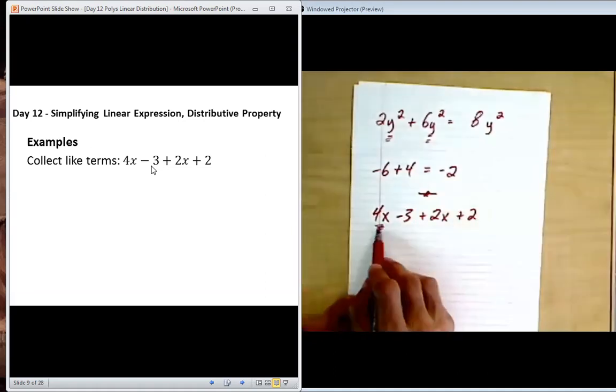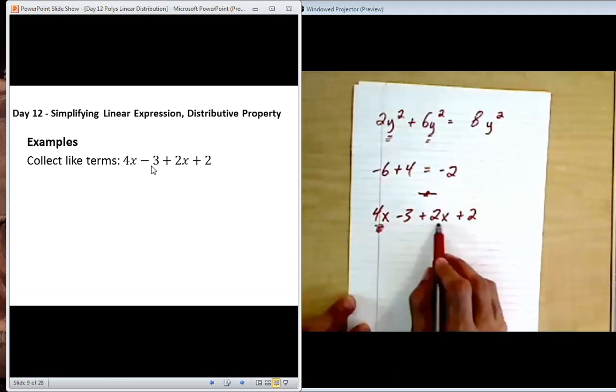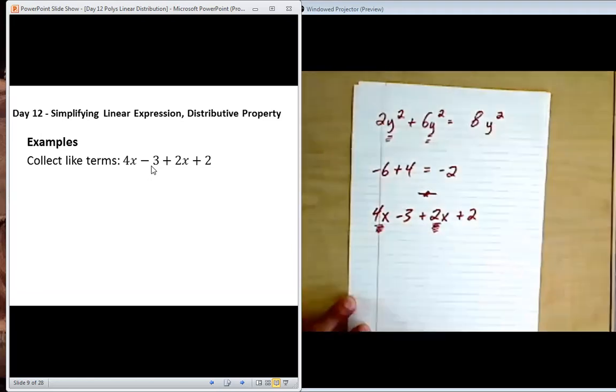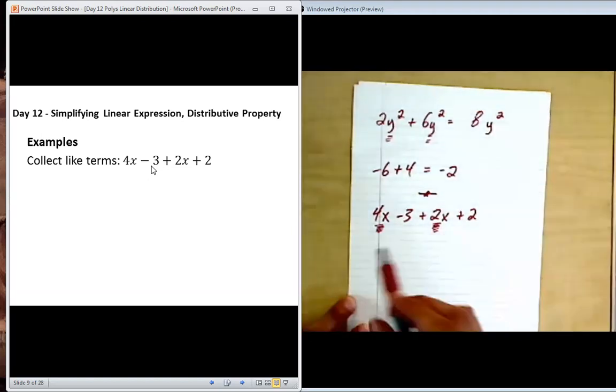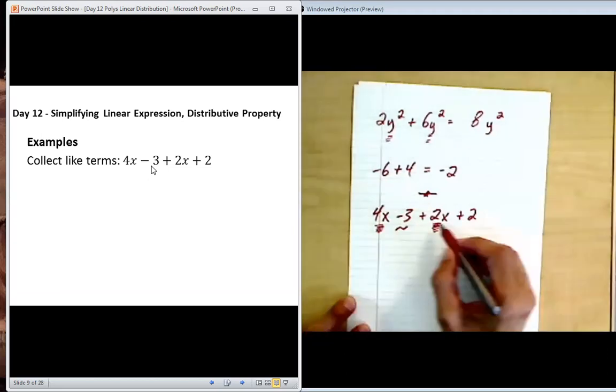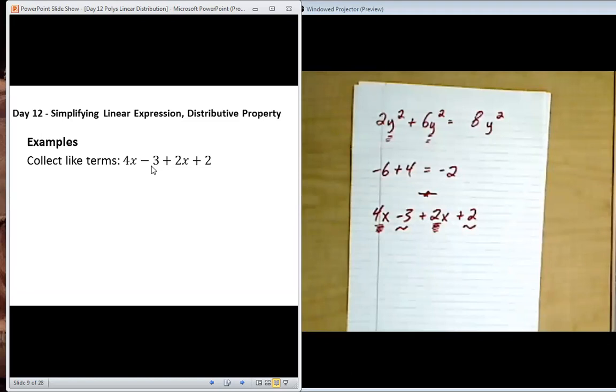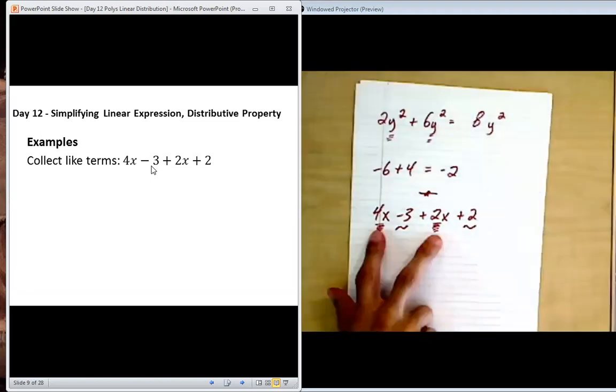Okay, so here's a trick. You see how that's an x and that's an x? Give them the same underlinings. You see how this is a number and that's a number? Give them the same underline there. Okay. These will combine together and those will combine together.